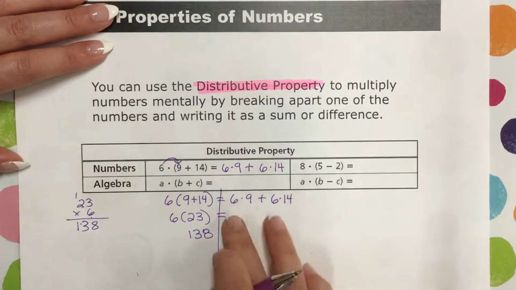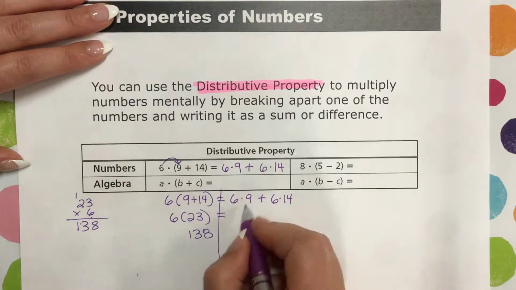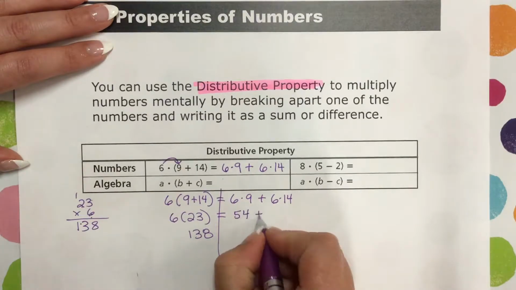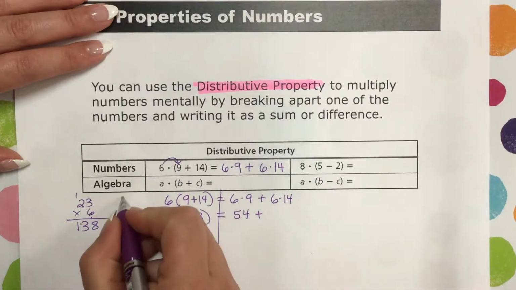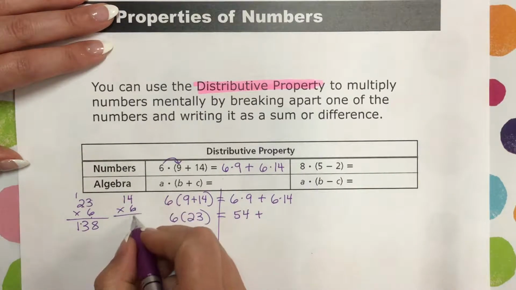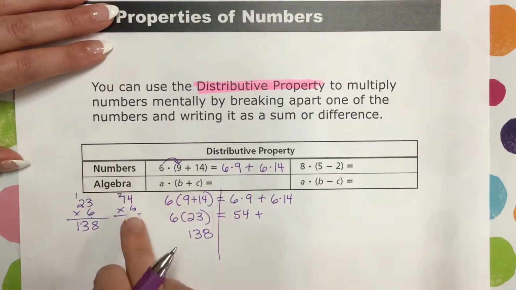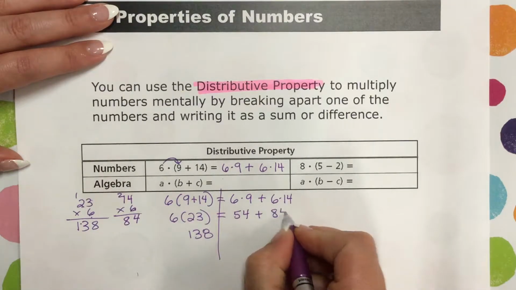Now let's do the other side. Order of operations says we have to do the multiplication first. So 6 times 9 is 54 plus 6 times 14. I'm not sure I have that one off the top of my head. So 6 times 4 is 24. Write the 4, carry the 2. 6 times 1 is 6, plus 2 is 8. So that ends up being 84.